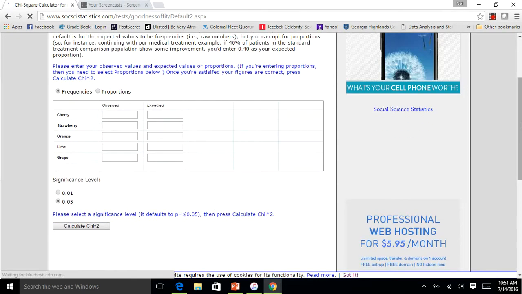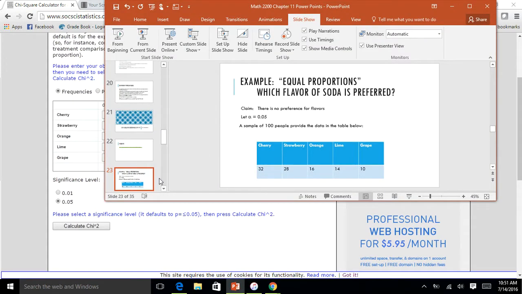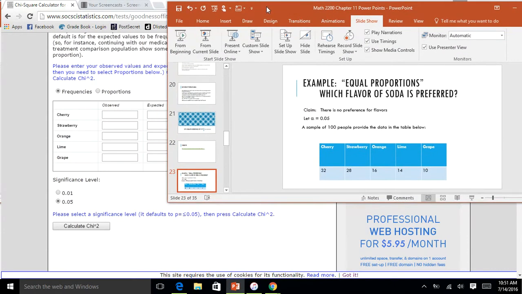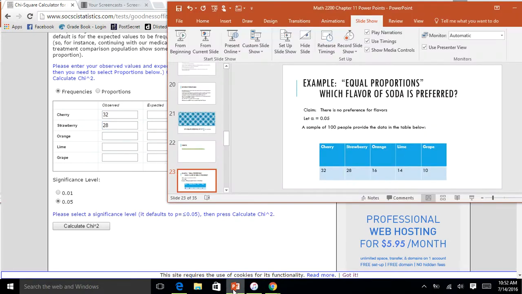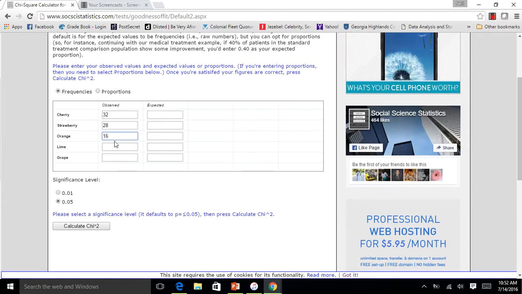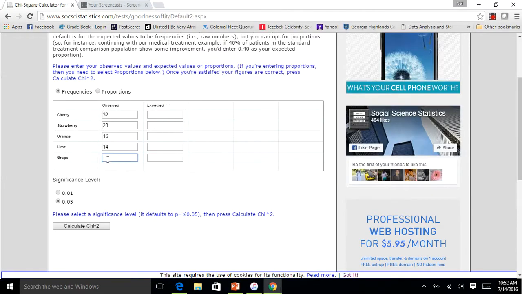So now what it's going to prompt you to do is your observed and your expected. So my observed, let's do this again. My observed was 32 for my cherry, 28 for my strawberry, 16 for orange, 14 for lime, and I'm going to double check myself. And then for grape, it was 10. So all my numbers look good.